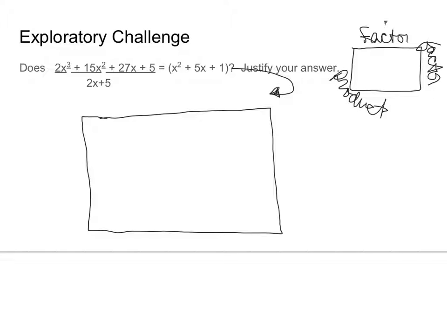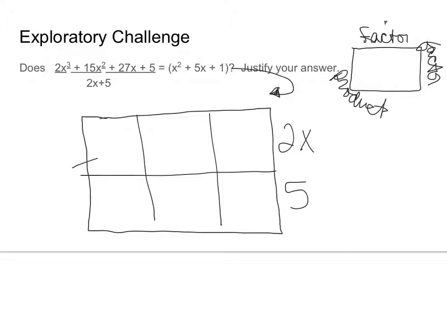So I'm going to have, oh my goodness, undo. We're going to have these boxes. I know this is going to be 2x and 5. I know that this is going to be 2x cubed. I'm not going to draw all the way through. This will be 15x squared. This will be 27x. And this will be just plain old 5.